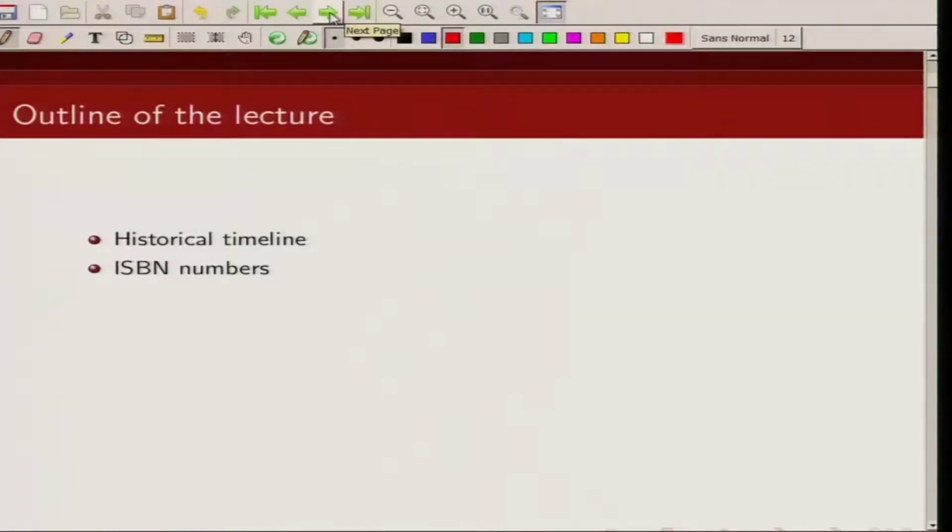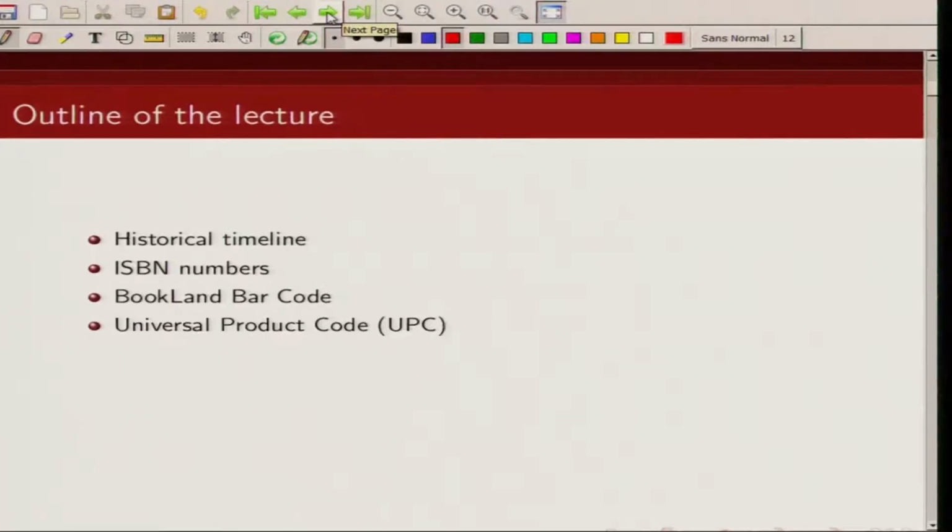Then we will start with some basic examples. We start off with the ISBN number and the bookland barcode. Then we will talk about the universal product code and the European article number.